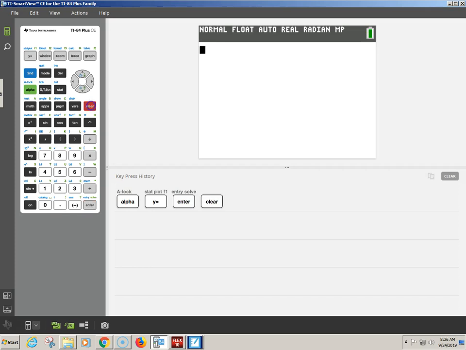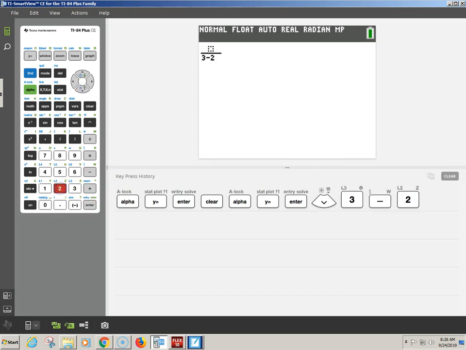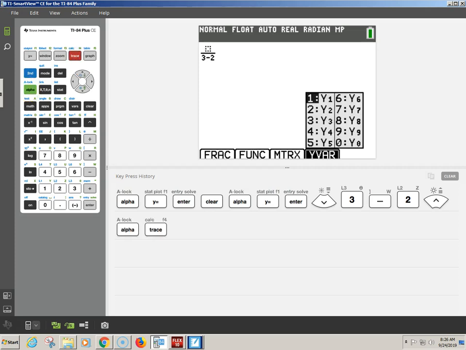Oh, but I did too many fractions, bummer. I'll do it one more time, alpha, y equals. Why am I doing that? Because I have my nice little 3 minus 2 down here below, and what do I have up above? I need my s of, hold on, where's my s again? I can go to alpha, trace, or alpha y equals, and then go over on the menu buttons until you get to this last one. These are all the little hidden menus.